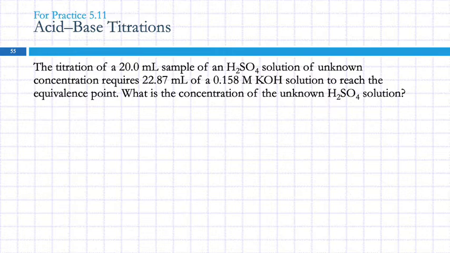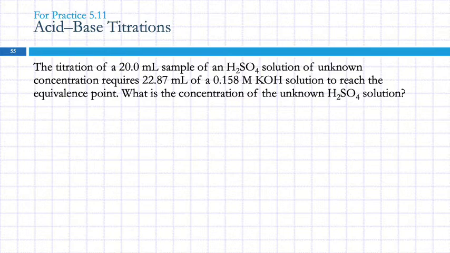So let's do this calculation related to a titration. A titration of a 20 mL sample of an H2SO4 solution of unknown concentration requires 22.87 milliliters of a 0.158 molar KOH solution to reach the equivalence point. What is the concentration of the unknown H2SO4 solution?